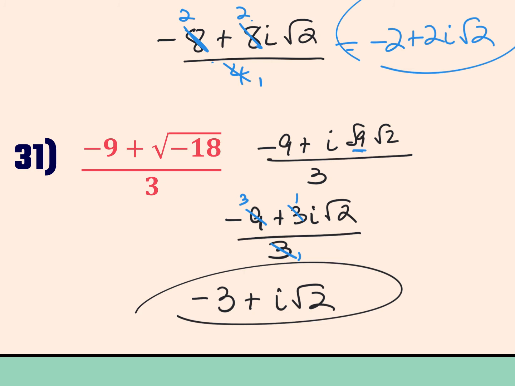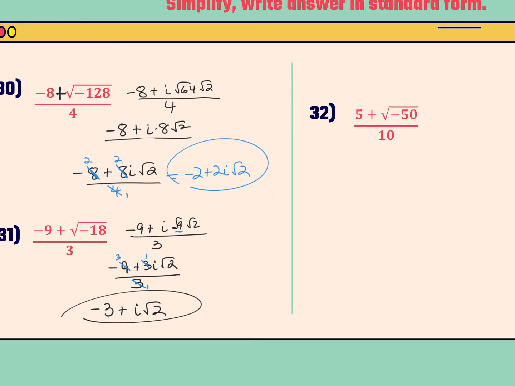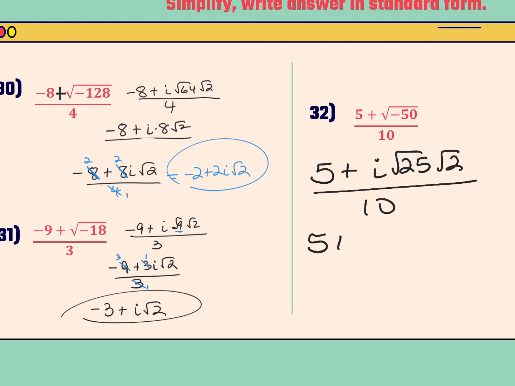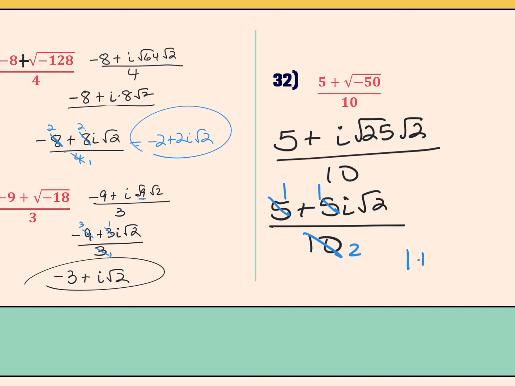And then same thing on 32, we're going to break down the 50, the negative 50. So 5 plus, pull out the i, and this becomes a 25 times 2. Square root of 25 is 5, so it becomes a 5i radical 2 over 10. And now I can simplify. 1, 1, 2. So my final answer here is 1 plus i radical 2 over 2.